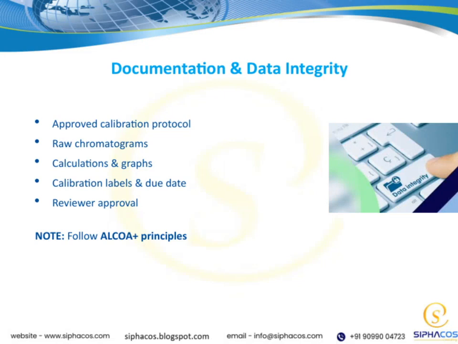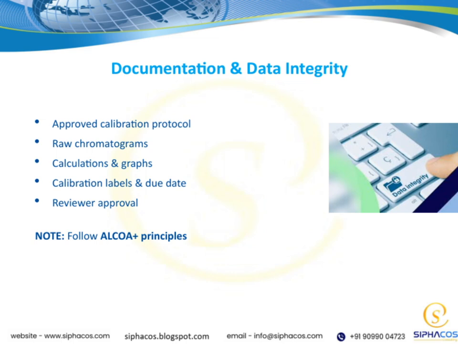Let's now focus on documentation and data integrity, which are crucial for ensuring reliable and compliant analytical results. First, having an approved calibration protocol is essential. It provides a clear, standardized process that everyone follows, ensuring consistency and traceability. Next, raw chromatograms serve as the foundational data. Preserving these original files is key to maintaining data integrity.